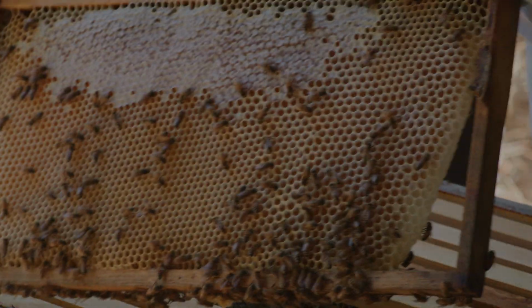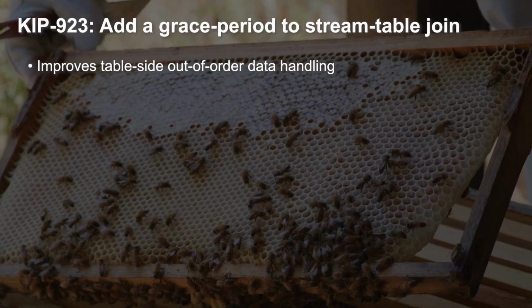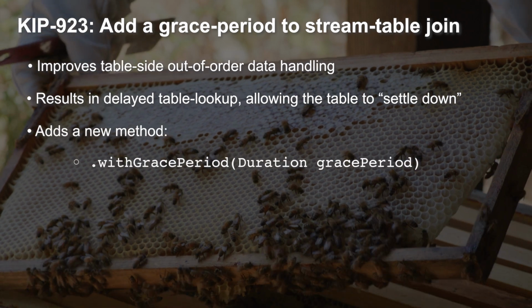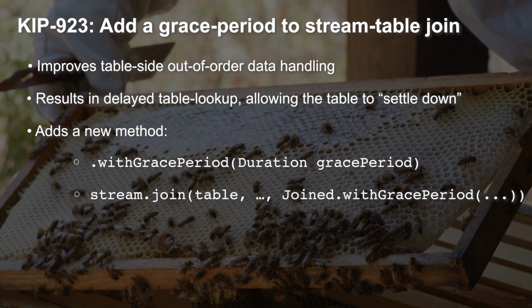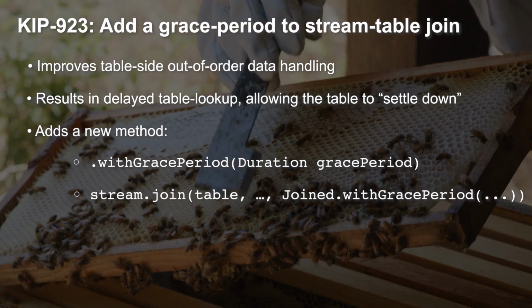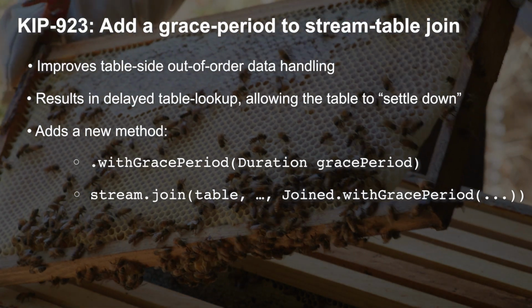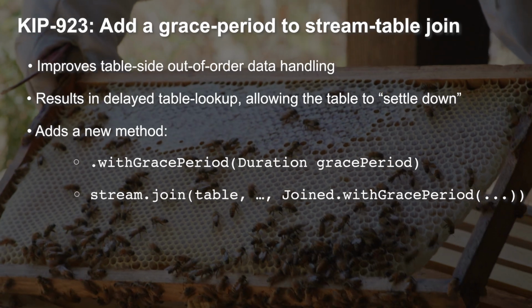First up for Kafka Streams is KIP 923, which adds a grace period to stream-to-table joins. It naturally builds on KIPs 889 and 914 from Apache Kafka 3.5 to handle out-of-order data better. To use this feature, the Joined object has a new method appropriately called withGracePeriod. When enabled, the table-side lookup only happens after the grace period has passed.